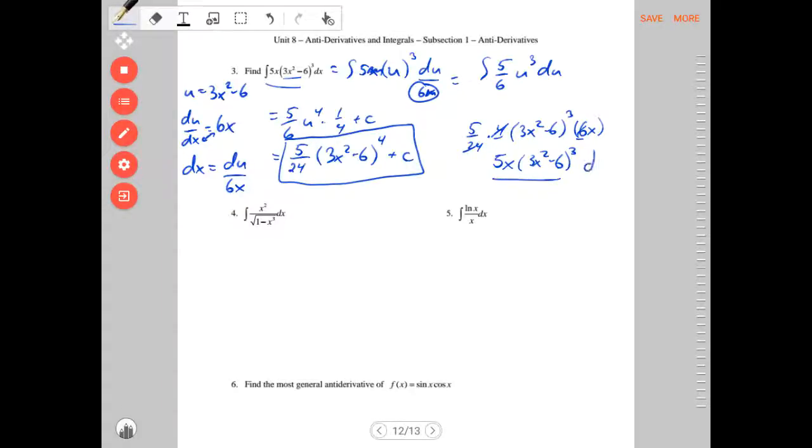Oh, and then the dx comes from, we're taking the derivative with respect to x. So it works. Doing it this way gets rid of the chain rule. Awesome. Okay, let's look at number 4.